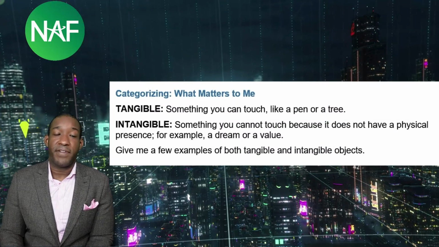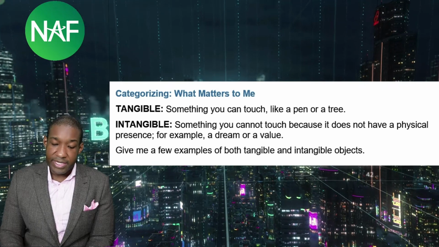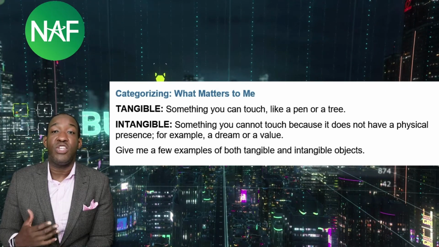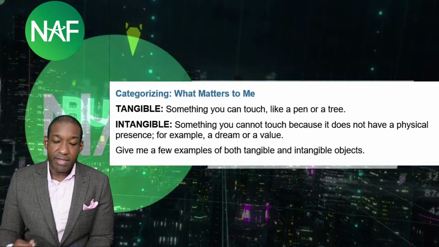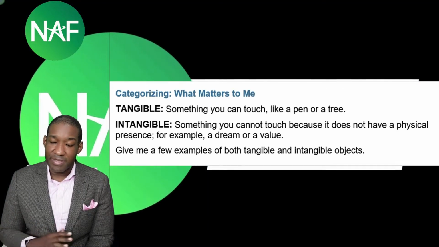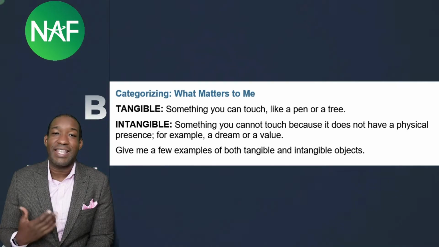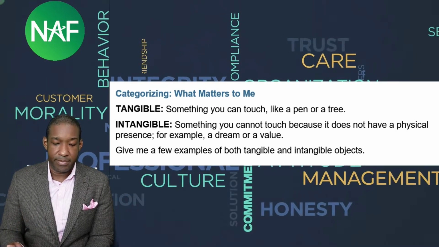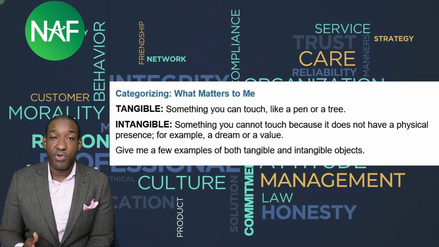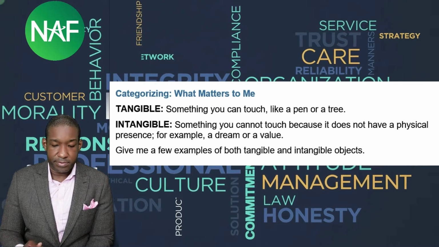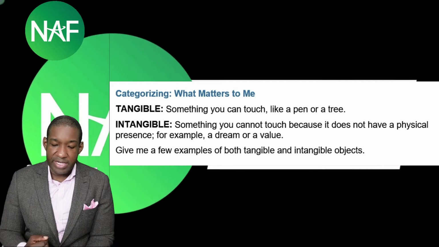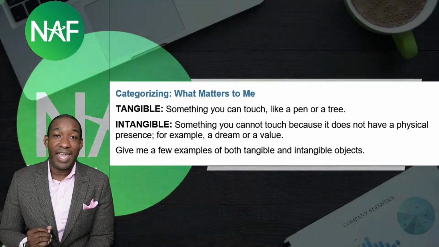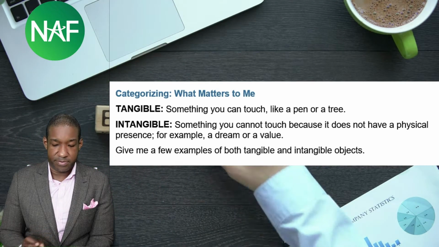Here are some definitions that you should know. Tangible means something that you can touch, like a pen or a tree. Something that is intangible is something that you cannot touch because it does not have a physical presence. For example, a dream or a value. Take a moment and think of some examples of both tangible and intangible objects.